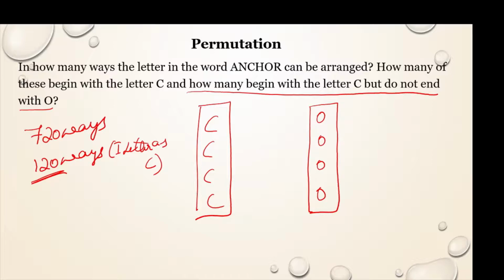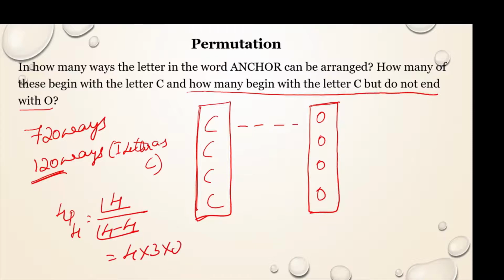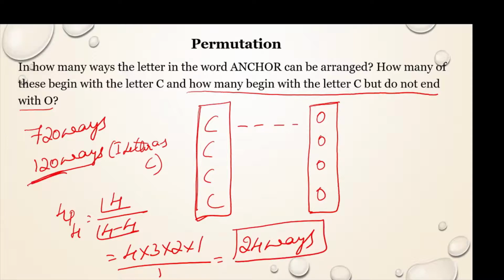Now we have C as the initial letter and O as the last letter. There are only 4 letters which can be arranged. So it will be 4P4, where n is also 4 and all 4 letters we are arranging, so r is also 4. Now factorial 4 divided by factorial 4 minus 4. That will be 4 into 3 into 2 into 1 divided by factorial 0, which is 1. So 24. 24 words out of 120 will have O as the last letter.